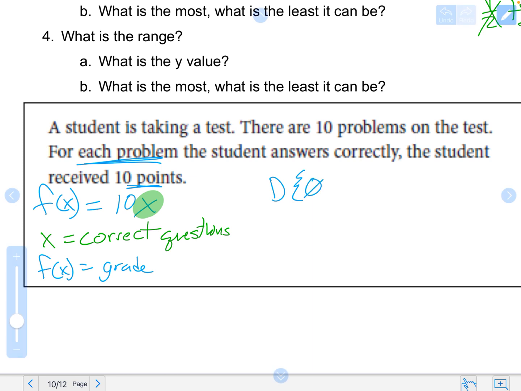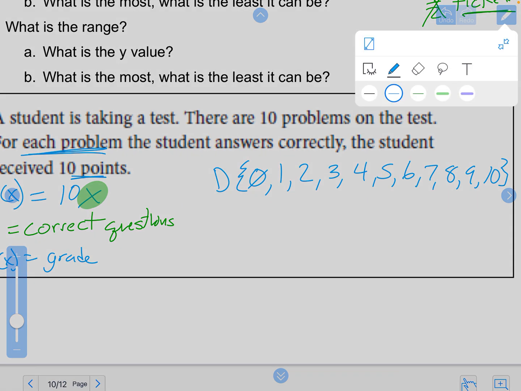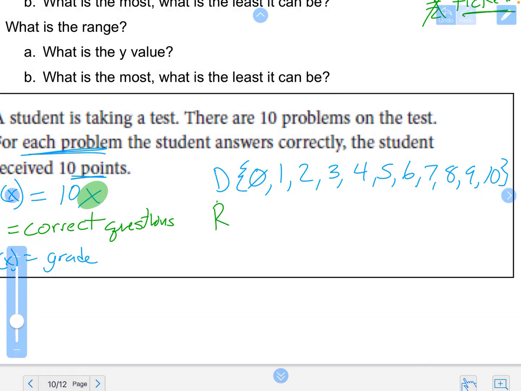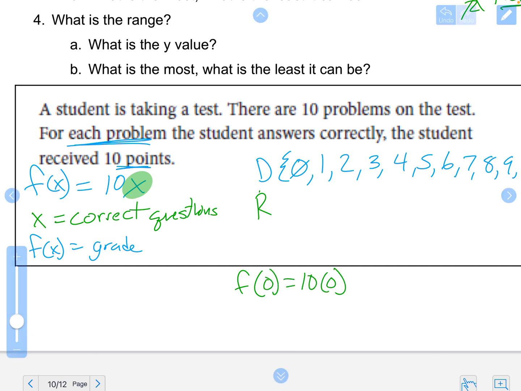So you can get as few as 0 questions right on the test. You can get 1, 2, 3, 4, 5, 6, 7, 8, 9, and 10. So again, you can't get 1.5, you can't get 3.5 because it's going to be a multiple choice test. So to find our range, we need to take our function and plug in our numbers for x. So we plug in 0 for our x on f of x, which means we replace the x with a 0. So 10 times 0 is going to be 0.